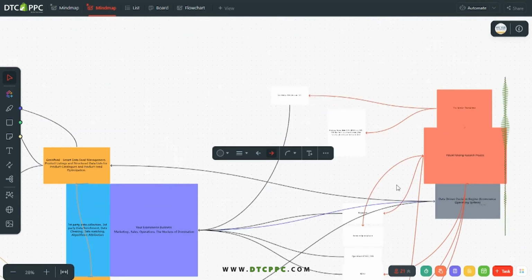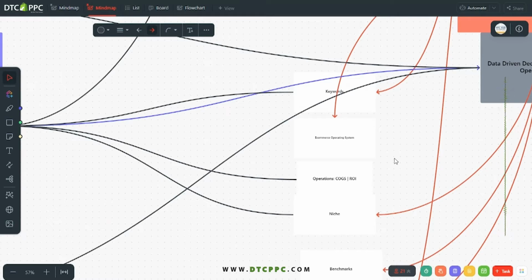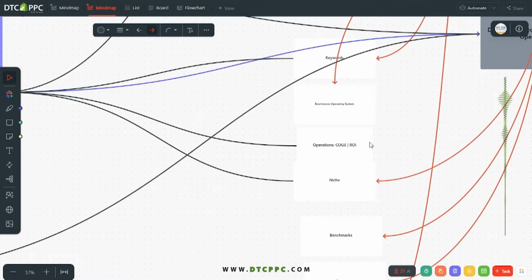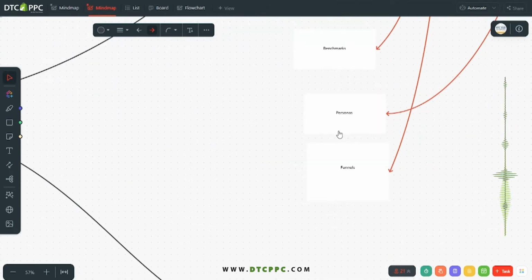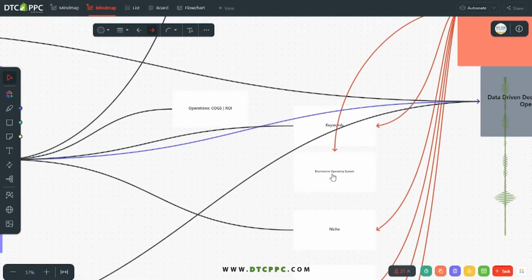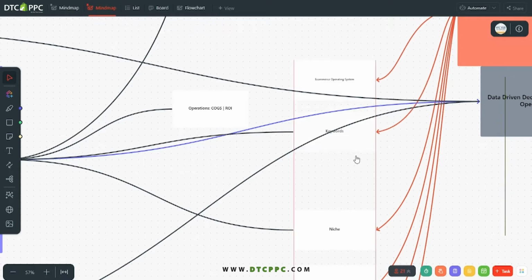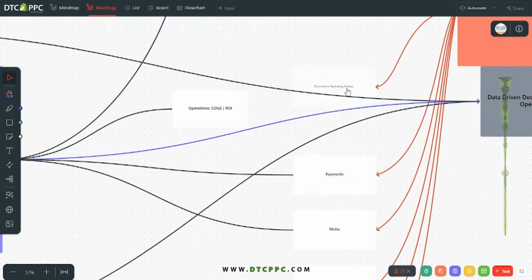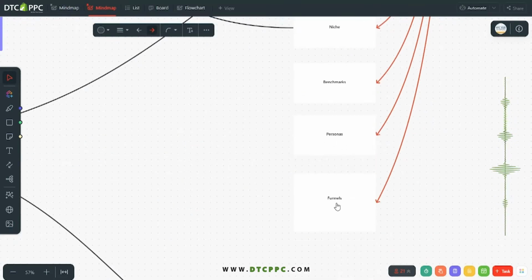So this is just descriptors of our patent pending research process, which will be explained in another video, but the e-commerce operating system, here's some more metrics for you: keywords, niche, benchmarks, personas, and funnels. So breaking down all the way from what industry you operate in to who your customer is, and then how your customer spends their time, how they interact with your competitors. What are your competitors doing that are good, that are not good? That's in the benchmarks. Your audience and your funnels.